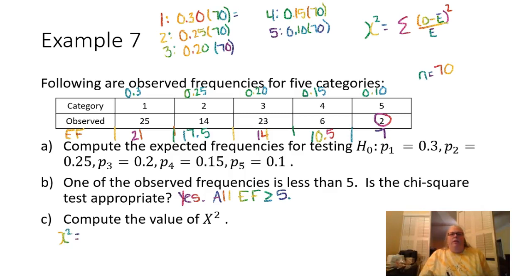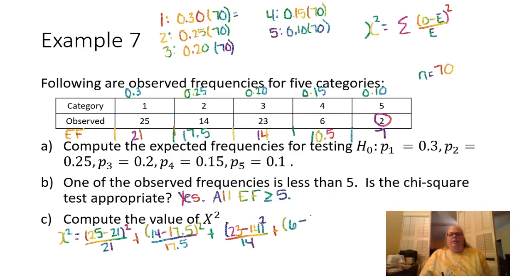Our chi-squared is going to be our observed value 25 minus the expected frequency 21, and we're going to square that and divide it by 21, plus our next observed value 14 minus its expected frequency 17.5 squared divided by 17.5, plus our third observed value 23 minus its expected frequency 14 squared divided by 14, plus our fourth observed value 6 minus its expected frequency 10.5 squared divided by 10.5, plus our last observed value 2 minus its expected frequency 7 squared divided by 7.